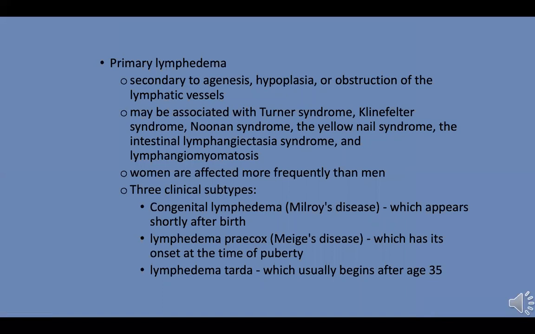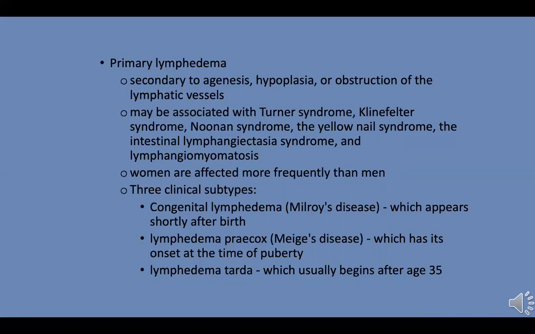Primary lymphedema is secondary to agenesis, hypoplasia, or obstruction of the lymphatic vessels. They may be associated with Turner syndrome, Klinefelter syndrome, Noonan syndrome, yellow nail syndrome, intestinal lymphangiectasia syndrome, and lymphangiomyomatosis. Women are affected more frequently than men.